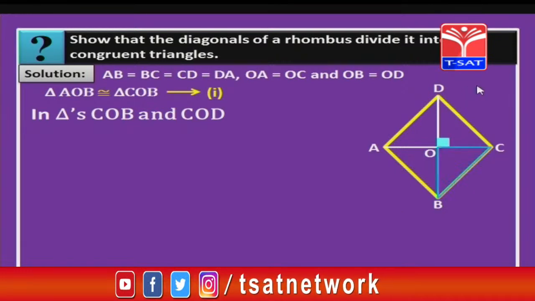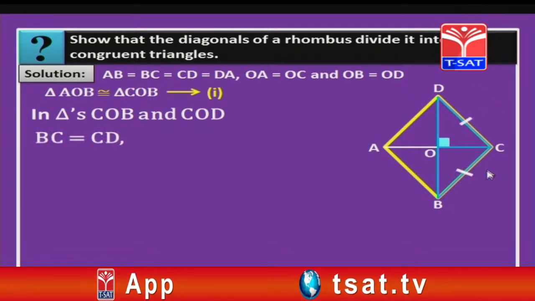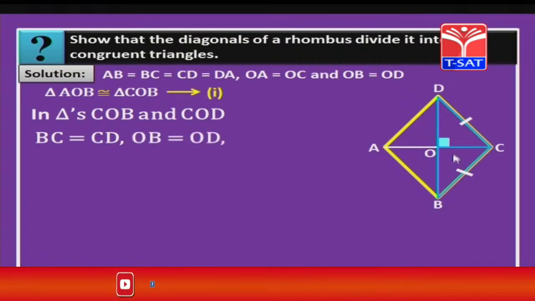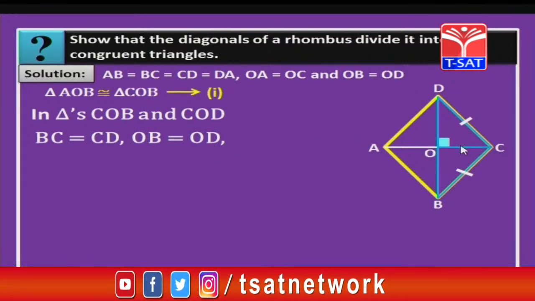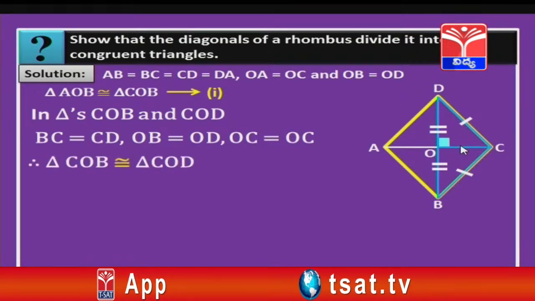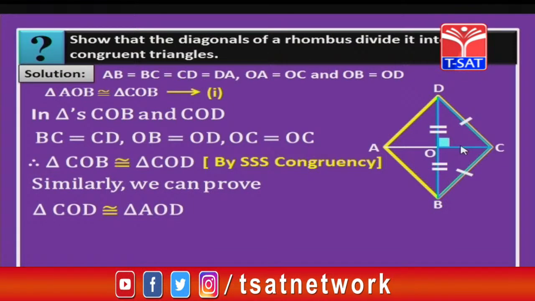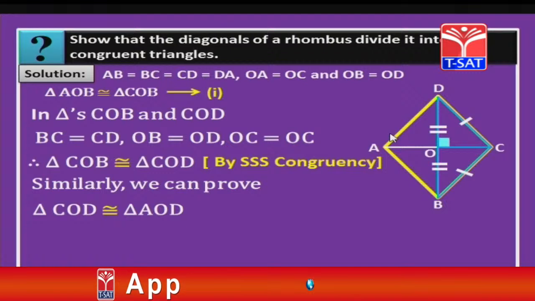So, in these 2 triangles again if you notice, I can write, yes, BC equal to CD, that is BC and CD both are equal because they are sides of rhombus, and OB and OD both are same because diagonals bisect each other, and here OC is equal to OC because it is a common side. So, what can we say children again? Yes, we can say these two triangles, that is COB and COD, both are congruent to each other by again SSS congruency. So, similarly we can prove COD congruent to AOD, that is this COD is congruent to this AOD. So, this also we can prove it.